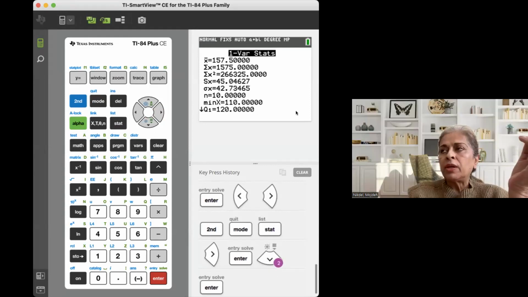Never pick sigma from 1-Var Stats, please. You do the same thing for list 2. You go to stat, calculate, 1-Var Stats. Next to list, you put list 2. Then you pick x bar and Sx from that window also.